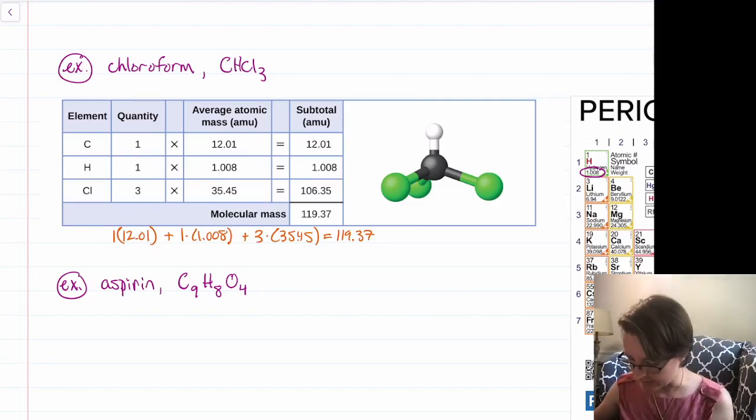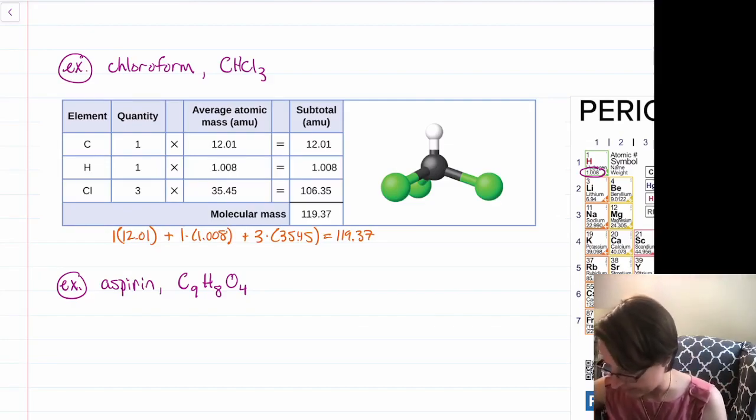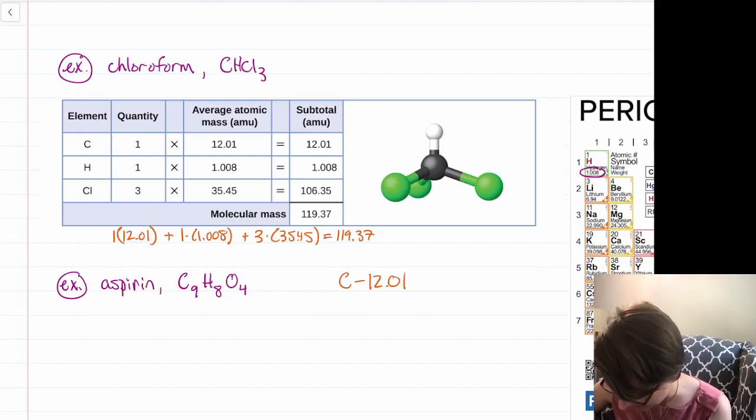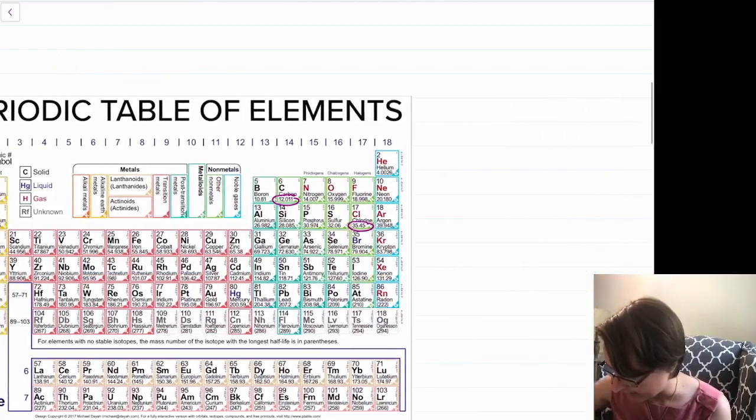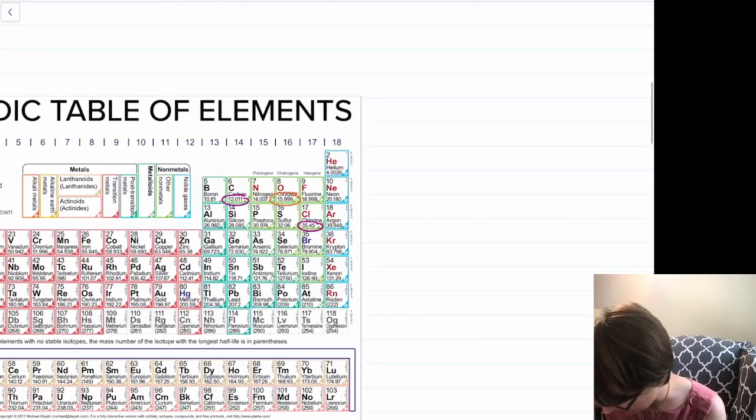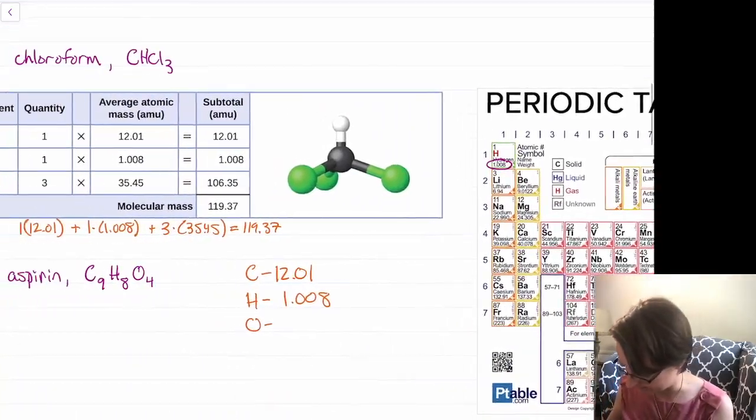Okay, so for aspirin, we need to know the average atomic masses for 3 elements, carbon, hydrogen, and oxygen. From our previous example, we already had 2 of these written down. We've got carbon with an average atomic mass of 12.01, hydrogen 1.008, and then we'll need to look at our periodic table one more time and see that oxygen is 15.999.